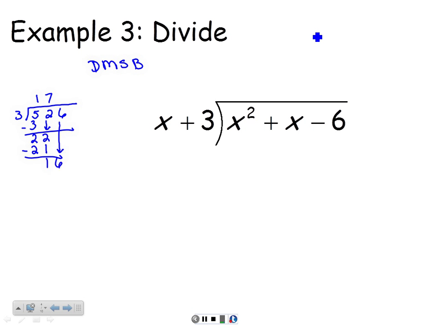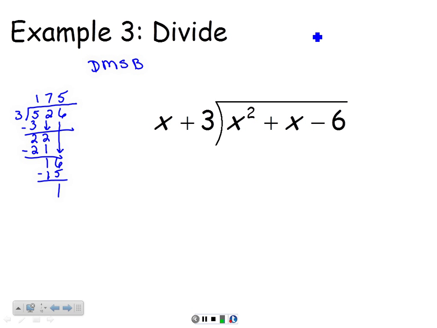And then one last time, 3 will go into 16 5 times. 5 times 3 is 15. Subtract and you get a remainder of 1. So we're going to take this that we learned how to do in 3rd grade, and we're going to apply it to algebra, which is something that we're doing now.